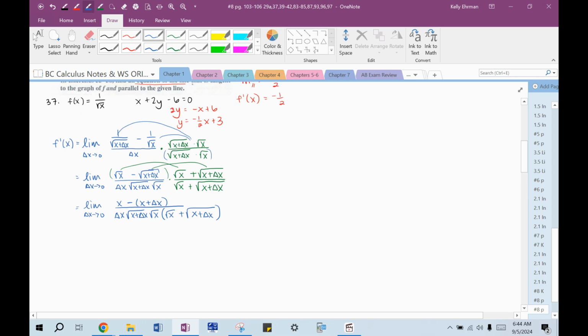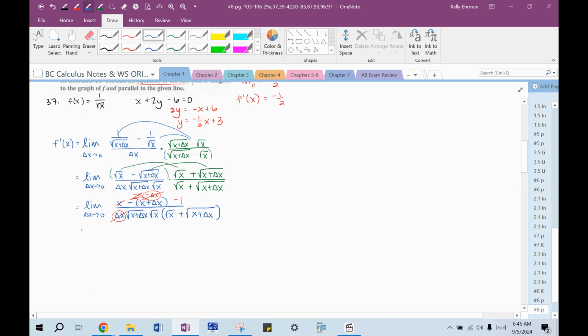Okay, so does this help at all? We need this delta x to cancel. So let's look around here. This would be minus x minus delta x. So x minus x cancels. Negative delta x over delta x. Those are going to cancel to negative 1.